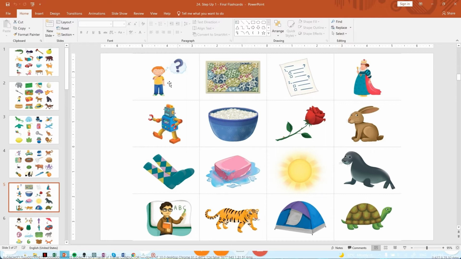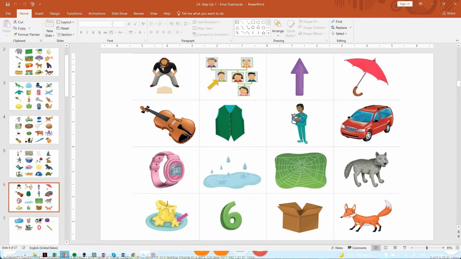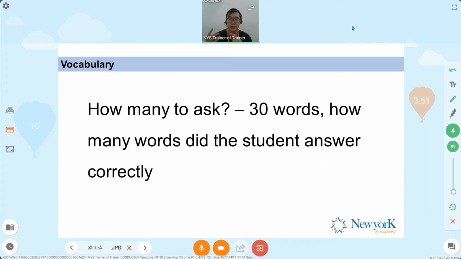For example, I'll be going horizontal, horizontal. Next slide, I'll be going vertical, vertical. Maybe I might just go diagonally this way and then this way. Alright, but plan ahead so that once you're in the exam room, everything is going to be smooth. Right, next one, you're going to be asking them 30 words.